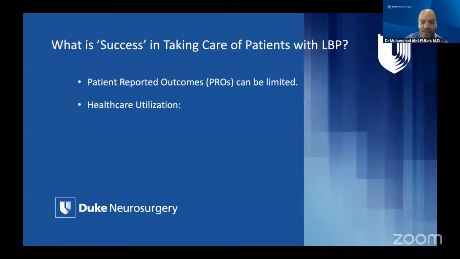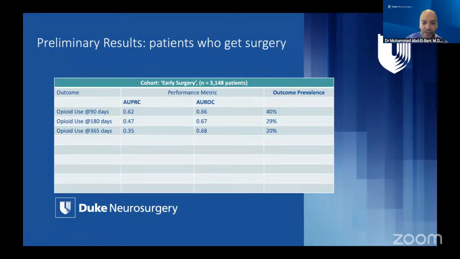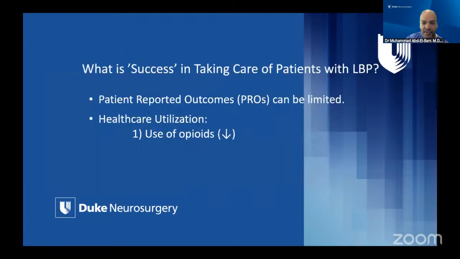So what we try to look at is healthcare utilization. First of all, we want to see, can we predict which patients will decrease or stop using opioids? So far, using our models, we're moderately successful in figuring out who will be opioid free at 90 days, 180 days, or 365 days.